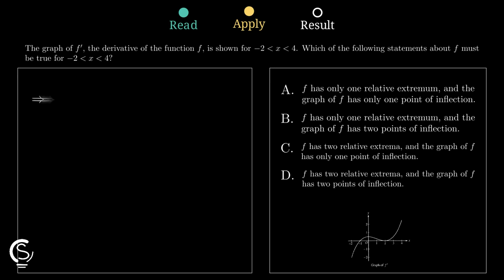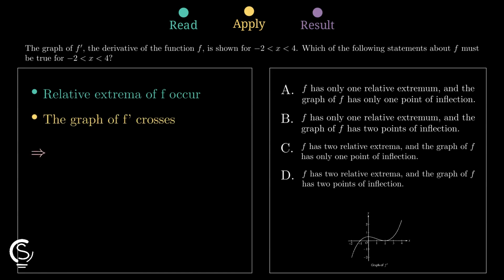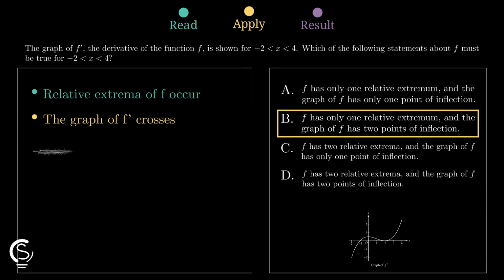Next, we need inflection points, which occur where the derivative graph has a local maximum or minimum. Looking at the peaks and valleys, we see two clear turning points on f prime. Two turning points on the derivative graph mean the function f has 2 points of inflection. This confirms the final answer is B.